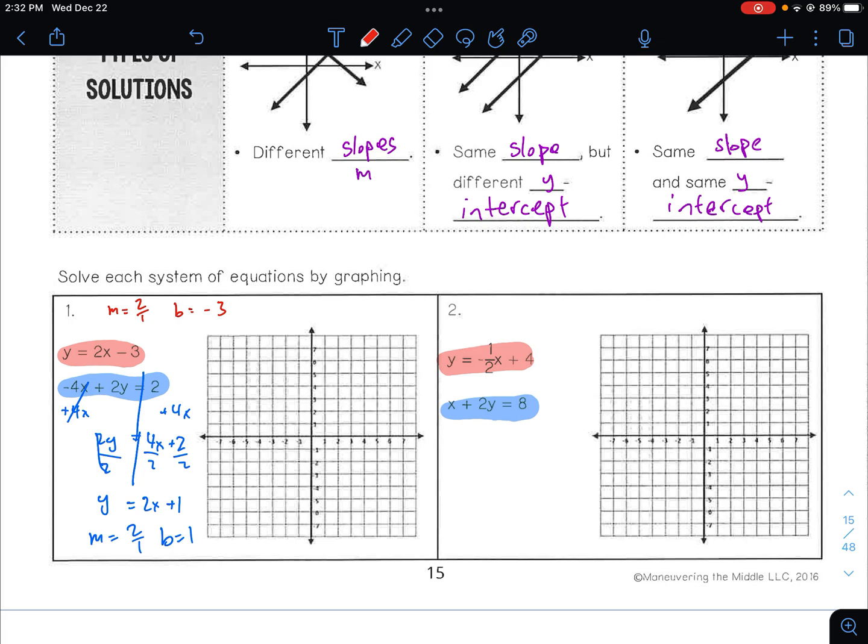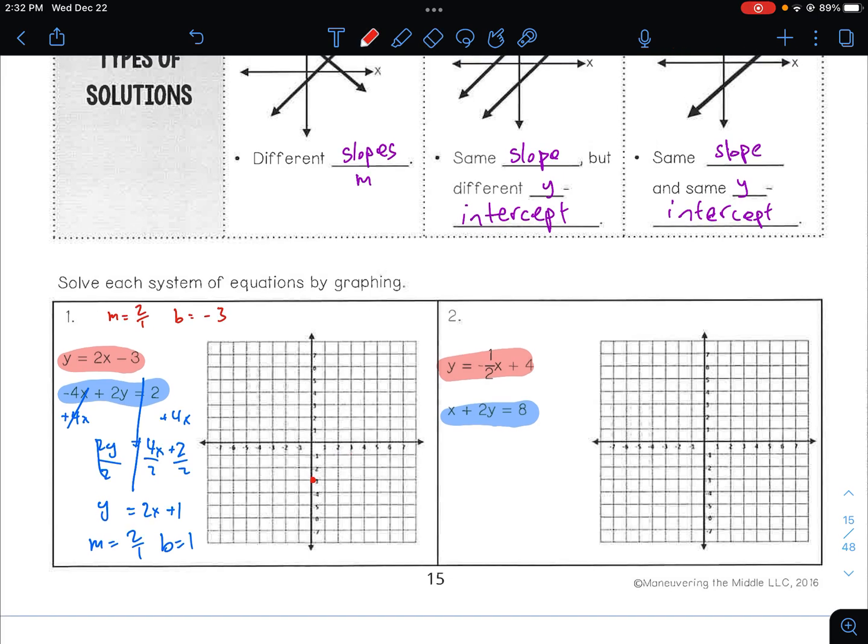With our red line, y-intercept of -3, rise 2, run 1. Sorry, I messed that up. Rise 2, run 1. Rise 2, run 1. There it is.